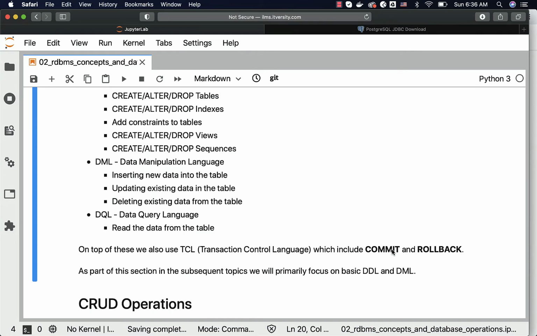As part of this section, which is related to database operations, in subsequent topics, we will primarily focus on basic DDL and DML to ensure that we have some level of understanding about creating the tables and managing the data in the tables. As part of later sections, we will actually get into all the details related to DDL, DML, DQL, etc.